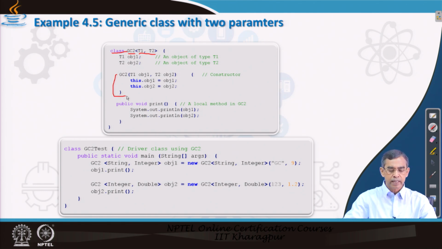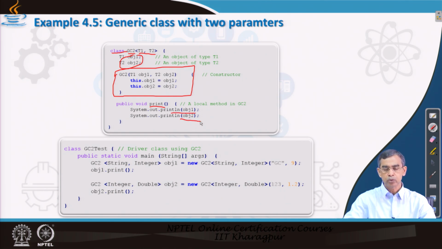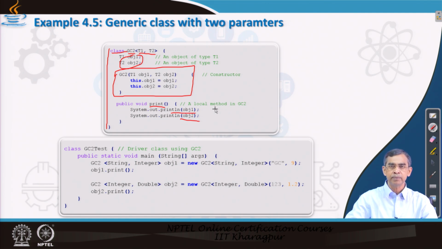So, this is the usual constructor which will initialize these two data that are in this class. And this is one method, this method will print the value or elements stored in these two objects. So, print object 1, print object 2. So, this is a very simple declaration of a generic class. You can note that it is a similar concept, but with only one added type. Now, the main class showing the execution of this class, GC2 test, which includes the main method.